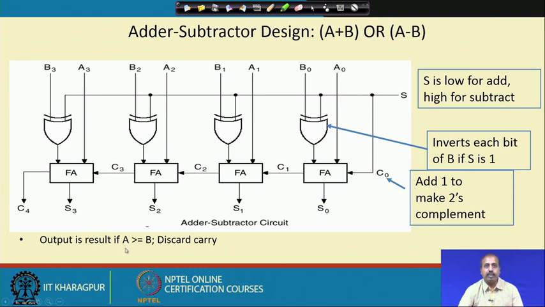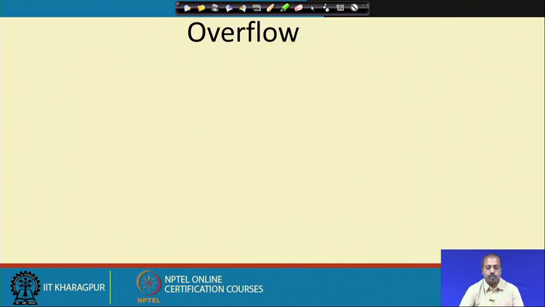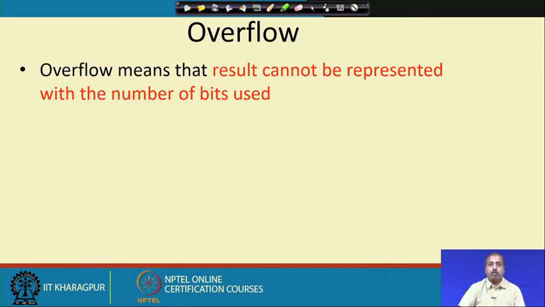Output is the result if A is greater or equal to B. So, we just discard the carry bit, and output is the 2's complement of the result if B is greater than A. If you want to get back the original value, then you have to take another 2's complement at this point. Now, overflow may occur.